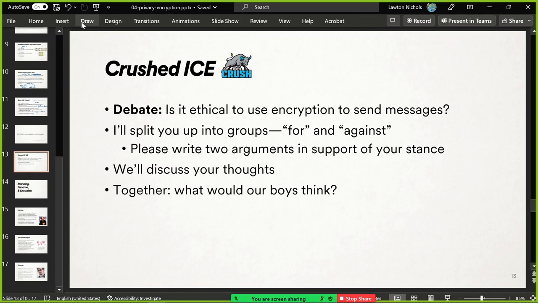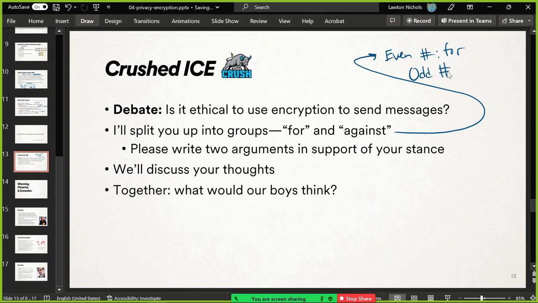And so here is what I want you to do. I'm going to split you into two groups, and you will debate this. Is it ethical to use encryption to send messages? I'm going to split you into two groups, for and against. So if you are an even group number, then you must argue for encryption. You're saying, yes, it is ethical to use encryption to send messages to other people or to websites. I'm all for it, and here's why. You'll give arguments. If you are an odd group number, you are against encryption. You have to come up with some reasons why it's a bad thing to encrypt messages that you send to other people or to websites.